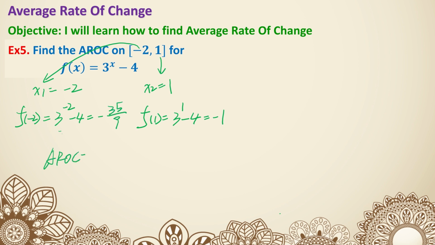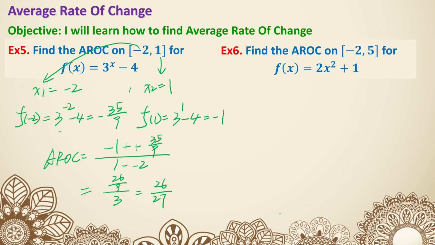Calculating the AROC. Second pair, subtracting the first pair, so it's negative 1 minus negative 35/9. On the bottom is a 1 minus negative 2. The bottom is going to be a 3, and the top is going to become a positive. So negative 1 plus 35/9, that is 26/9, so simplifies to be 26/27. That's example 5. Example 6, same idea.